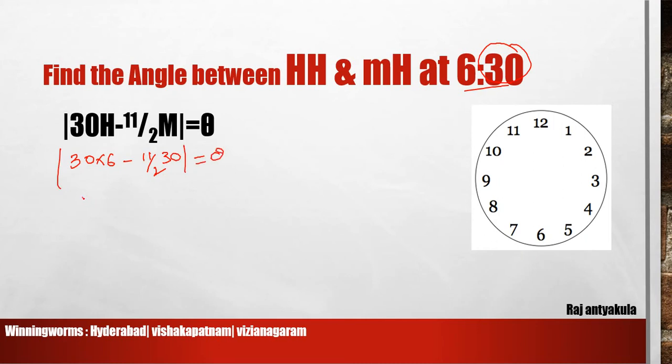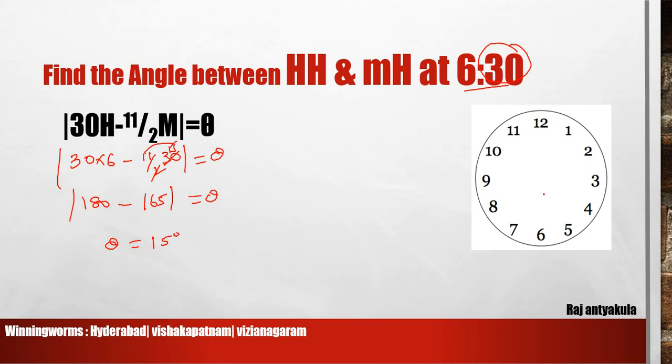30 into 6 is how much? 180. 11 by 2 into 30, so 2 ones, 2 15s. 11 into 15 is 165. So the angle is 180 minus 165, which is 15 degrees.